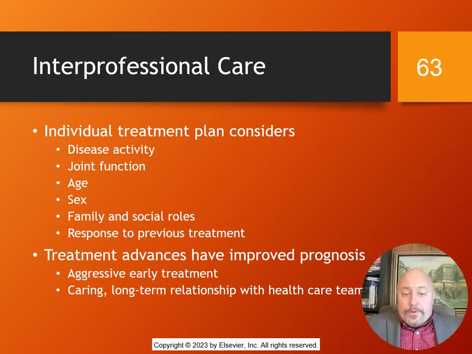The treatment plan for rheumatoid arthritis is going to vary greatly on each individual patient. Everything from the disease activity, the level of joint function and disability, their age, sex, and response to previous treatments. As the treatment advances, they have improved prognosis. It's very aggressive in that early treatment to catch it early and hopefully stop it before it can progress into those later forms of the disease.